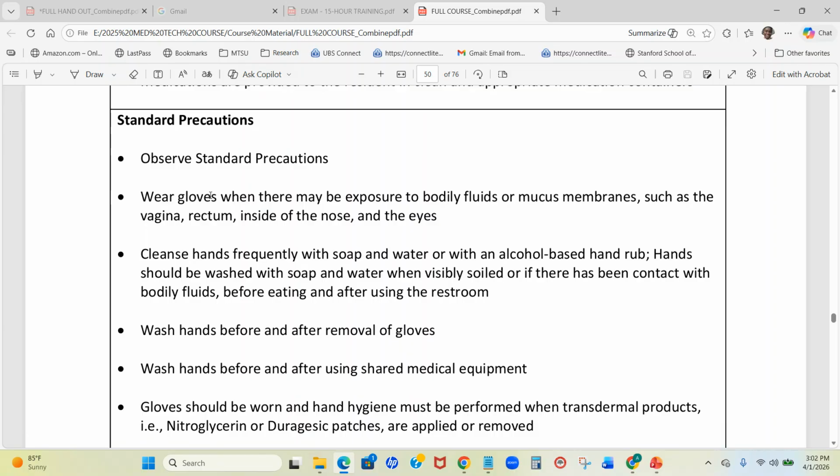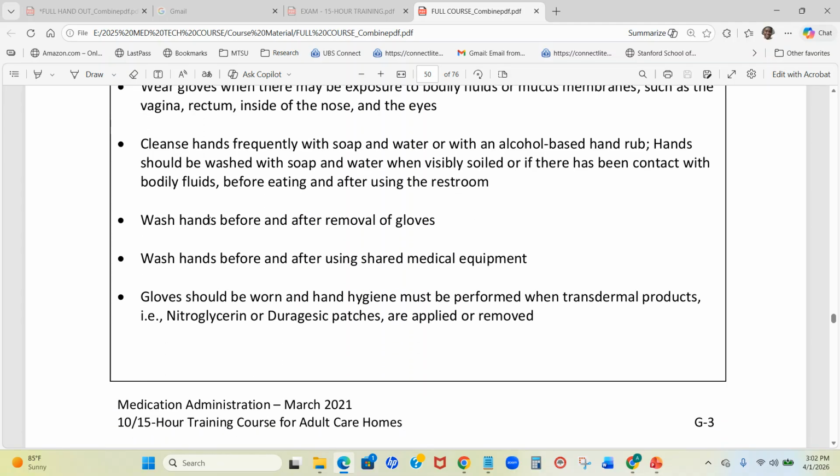When we talk about standard precautions, we have to observe standard precautions in our job settings. We have to wear gloves when there may be exposure to bodily fluids, mucous membranes, such as the vagina, the rectum, inside the nose, and the eyes. Cleanse hands frequently with soap and water or with the alcohol based hand rub. Hands should be washed with soap and water when visibly soiled.